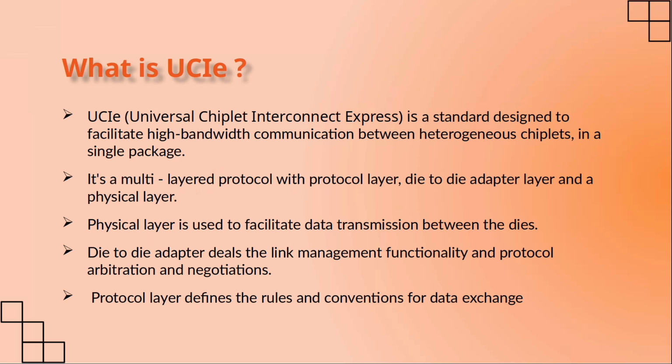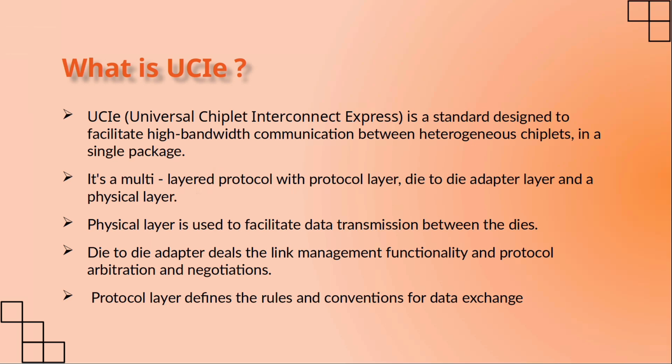It is a multi-layered protocol with a protocol layer, die-to-die adapter layer, and a physical layer. The physical layer is used to facilitate data transmission between the dies. The die-to-die adapter deals with link management functionality, protocol arbitration and negotiations. The protocol layer defines the rules and conventions for data exchange. As of now, the protocol layer supports PCIe, CXL, and streaming protocols. And we are using the streaming capability of UCIe to facilitate AXI communication.